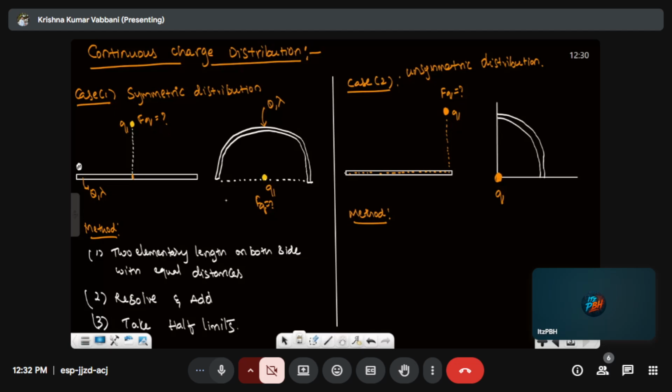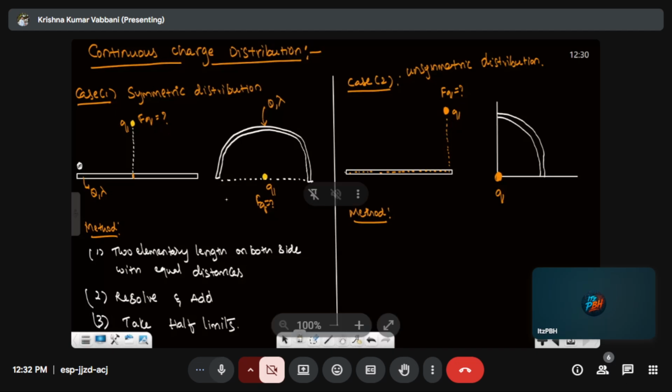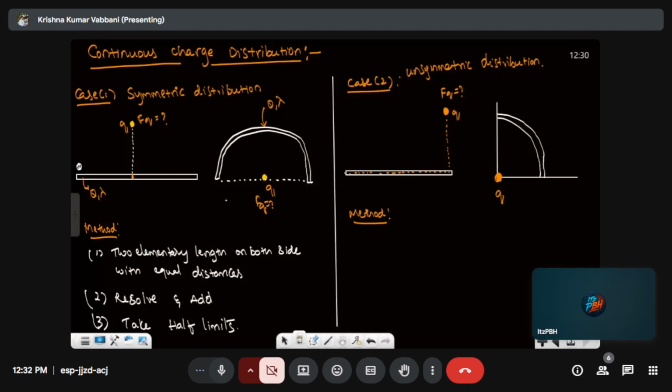So in this case we have to take the full limits. Okay, Nandi, take the full limits. You have to take the full limits. Do you understand, right? Let's take the example, solve the first problem. This is the method of how to solve the problem. We are not diving into the problem directly.